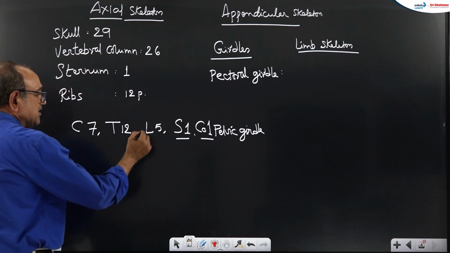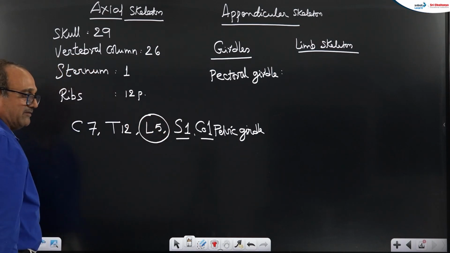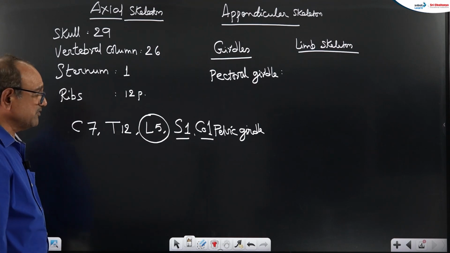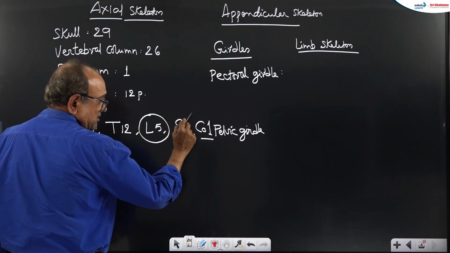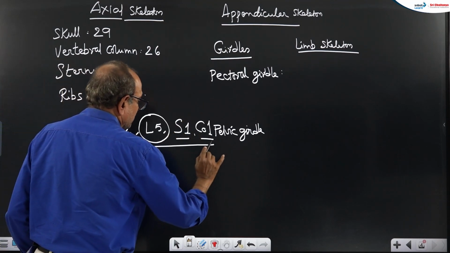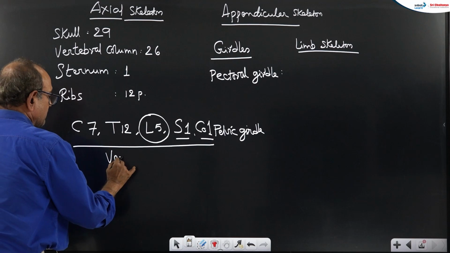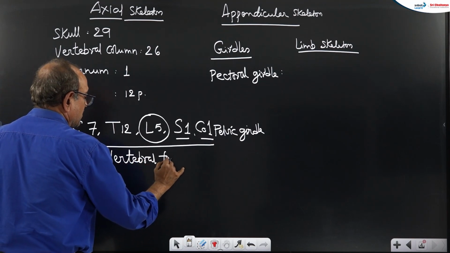Among these, the largest vertebrae are the lumbar vertebrae. So C7, T12, L5, S1, CO1. This is what you call the vertebral formula of man.